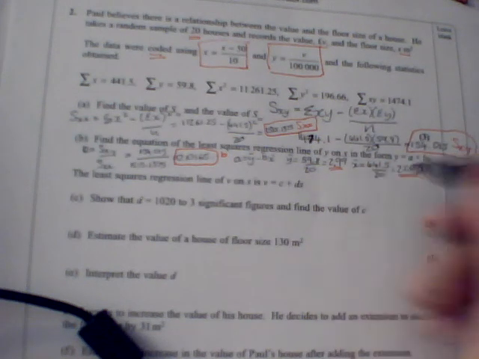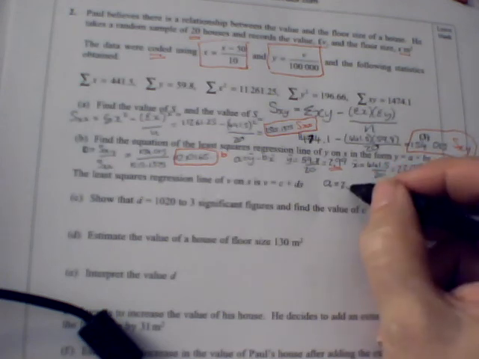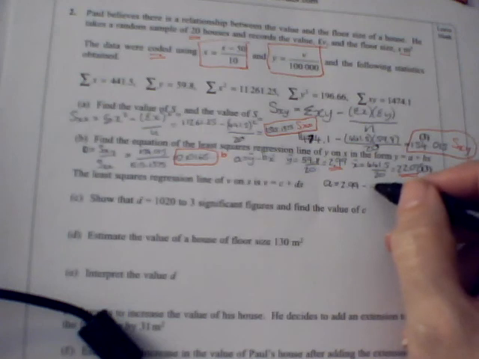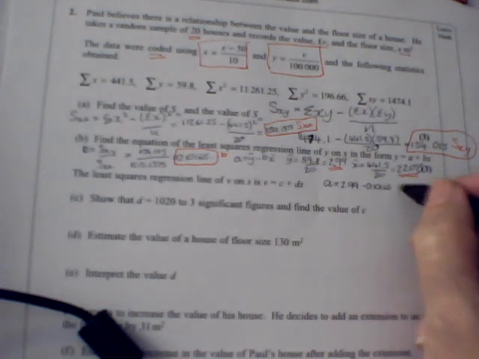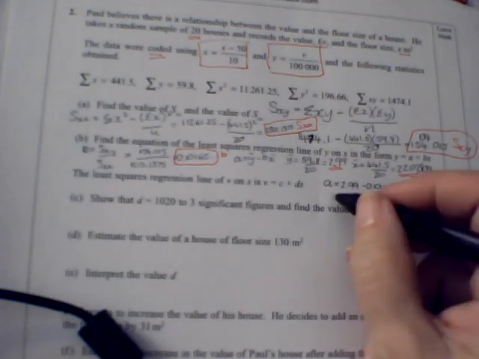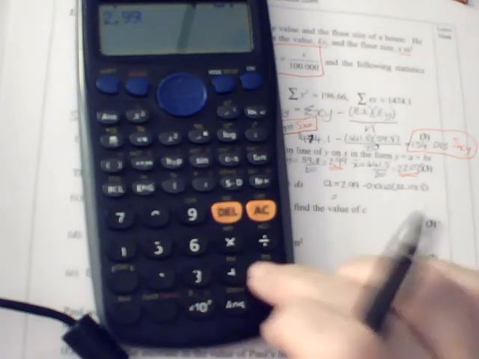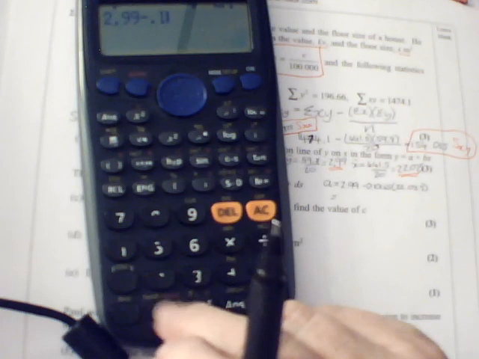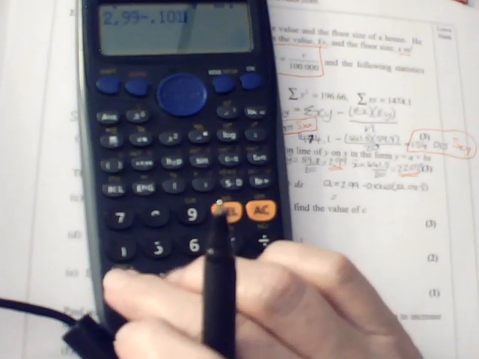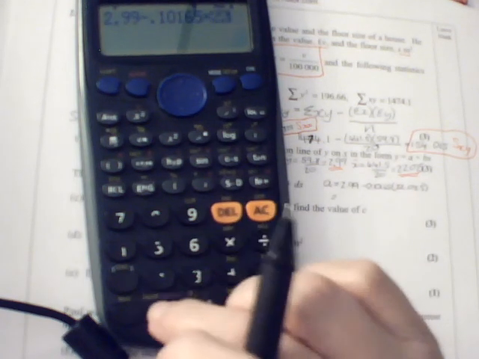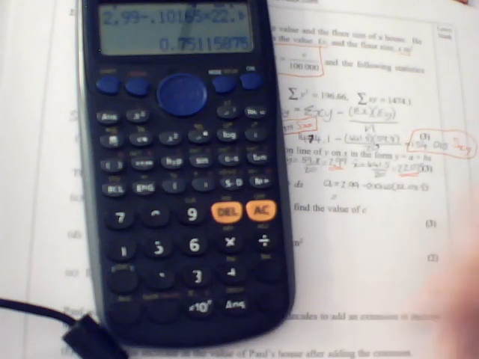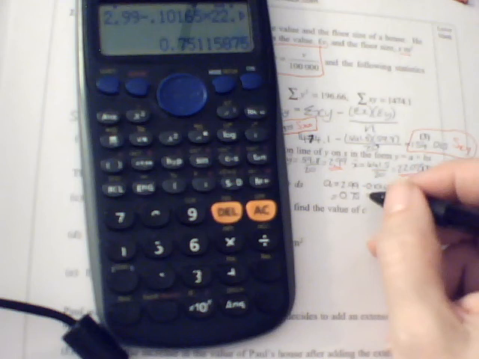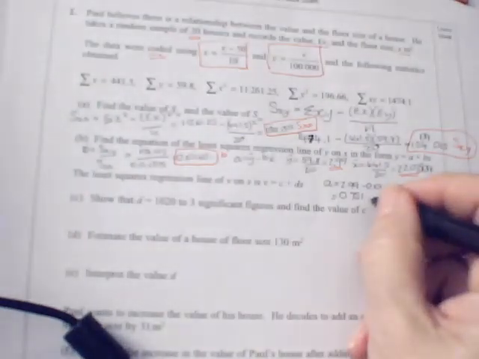Now I can put them into my formula for a. a equals 2.99 minus b, which is 0.10165 and so on, times x bar, which is 22.075, which equals 2.99 minus 0.10165 times 22.075 on my calculator, equals 0.751, and it goes on a bit.